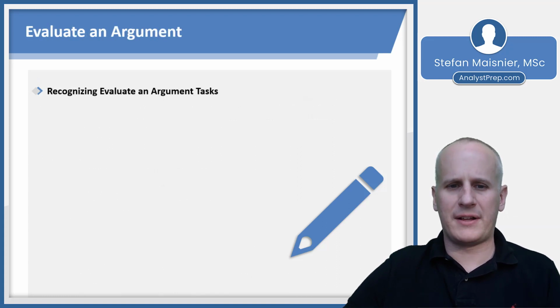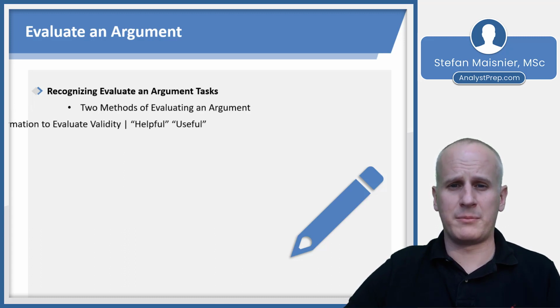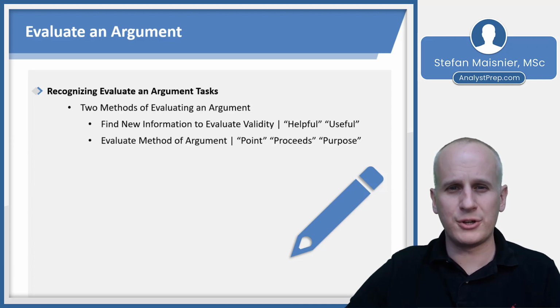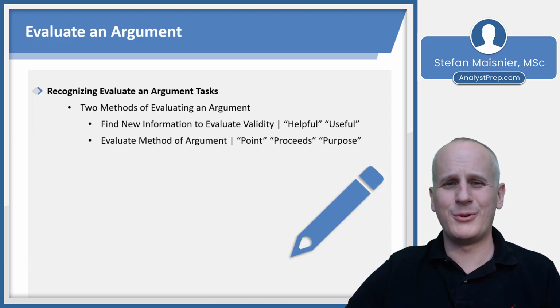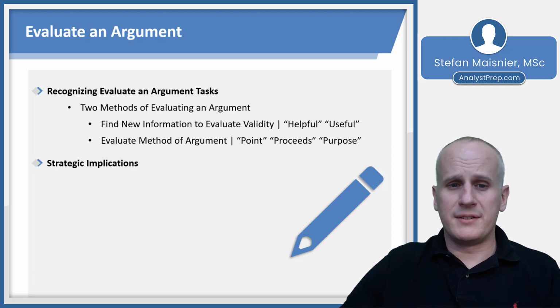So let's talk about evaluating an argument. So first, there are 2 methods of evaluating an argument on the EA. The first one is going to ask you to find new information to help evaluate the validity of the argument. It's going to use terms like helpful or useful. You can also be asked to evaluate what is known as the method of argument, and this will have terms such as the point of the argument, talk about how the argument proceeds or what the purpose of the argument is, or pieces of the argument, as it were.